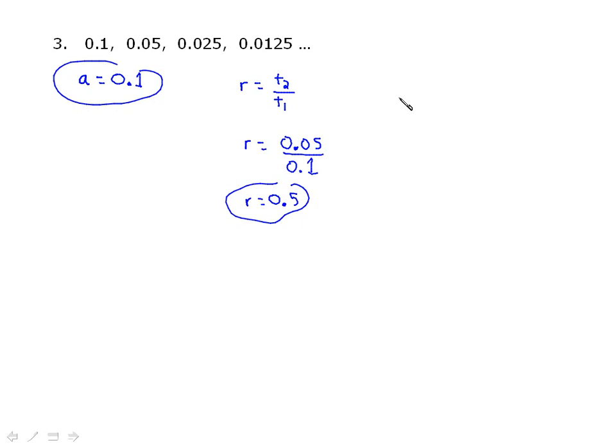You could also try R is equal to T3 divided by T2 if you wanted to, but you will get the same thing. 0.025 divided by 0.05 will also produce a common ratio of 0.5. So it doesn't make any difference. Choose what is convenient.